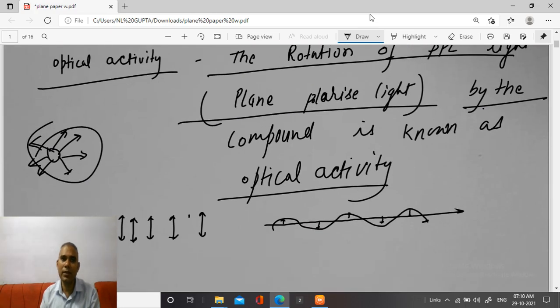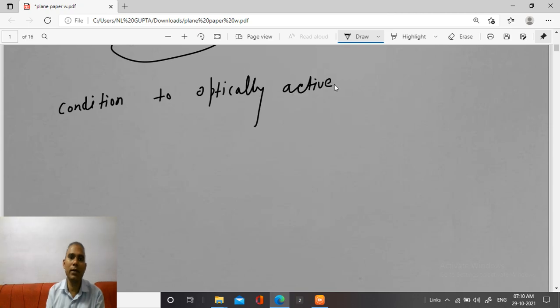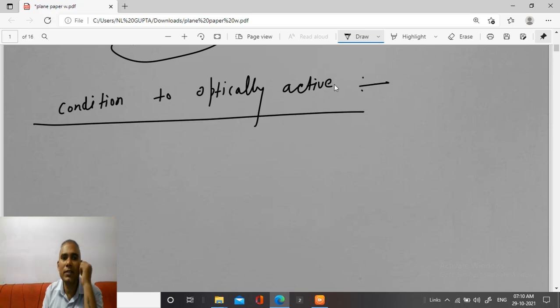To be optical isomers, they should rotate the plane polarized light, friend. Now, the next point we are going to understand is the condition to be optically active. So that is what optically active means. The first condition is about the carbon.